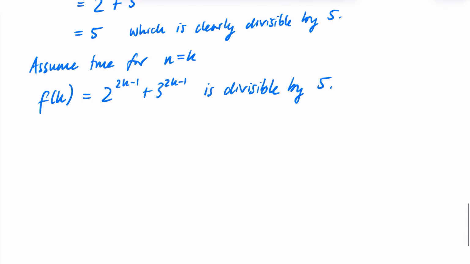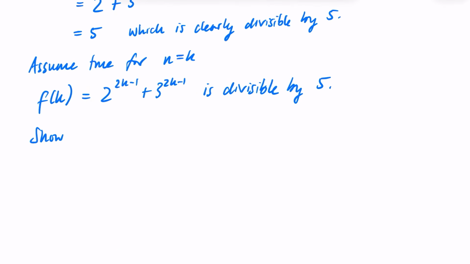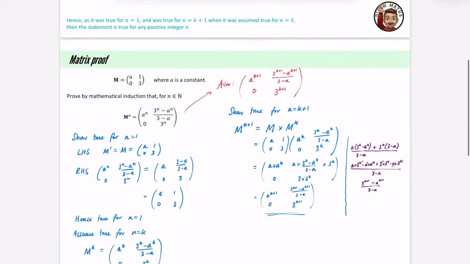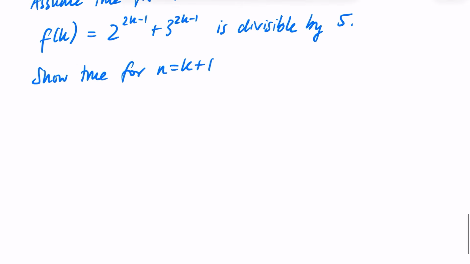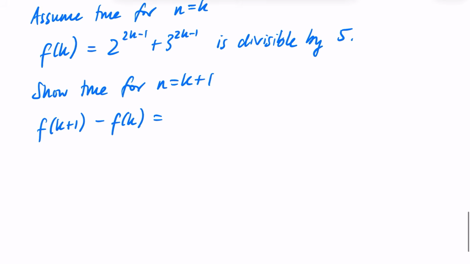I am now going to do the show that. This one doesn't need an aim, okay? We are going to show that this is true for n equals k plus 1. You know how we did the red aim part here and here? This one doesn't have an aim. It doesn't have something we're aiming for. So we're now going to do f of k plus 1. My trick is to do f of k plus 1 minus f of k.